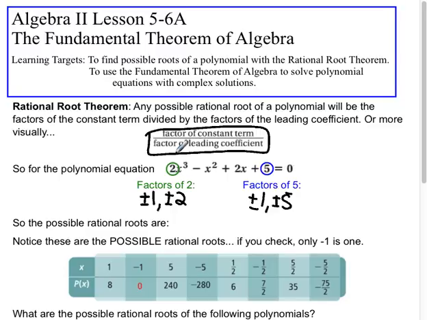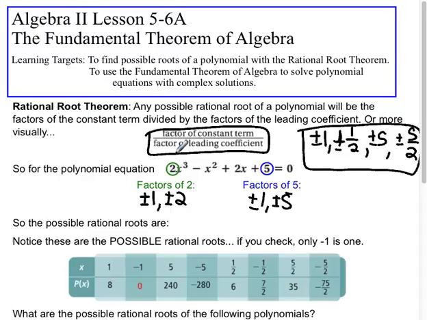So factors of the constant, so factors of the 5 means I need to take the 1 and divide it by 1. Take the 1, divide it by 2. Now take the 5 and divide it by 1. Take the 5 and divide it by 2. So take everything in the list of the factors of the constant, divide it by everything in the list of the factors of the leading coefficient. So here this means I have 8 possible rational zeros, rational solutions.